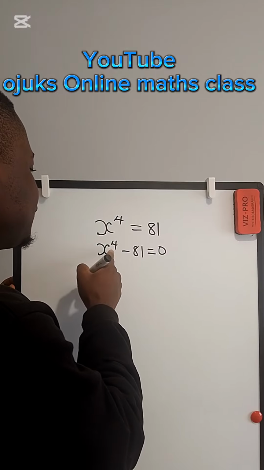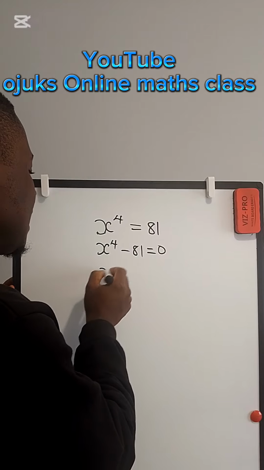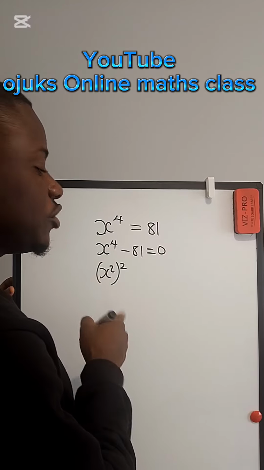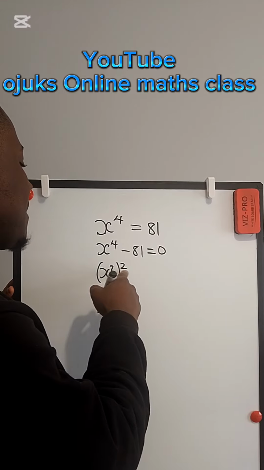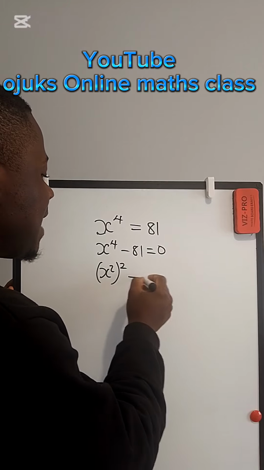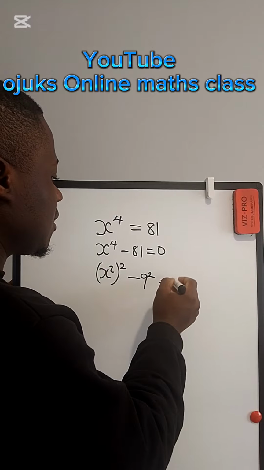Of course, x raised to the power 4 can be written in index form of 2 as x squared all raised to the power 2. X squared all raised to the power 2, according to the power law in indices, if you multiply their powers, we are getting back x raised to the power 4. So they are still the same. Then minus 9 squared, which is the same as 81, equals 0.